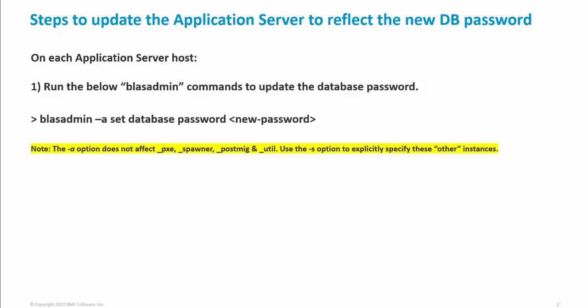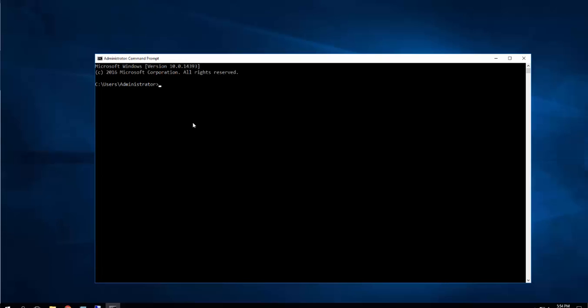Now we will update the DB password using the blastadmin -a option. Please log into the application server, open a command prompt with admin privileges and run the command blastadmin -a set database password, using the new password. The new password will be blurred for this video. Hit enter.